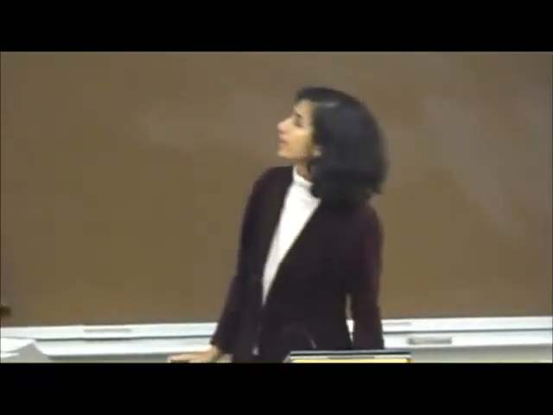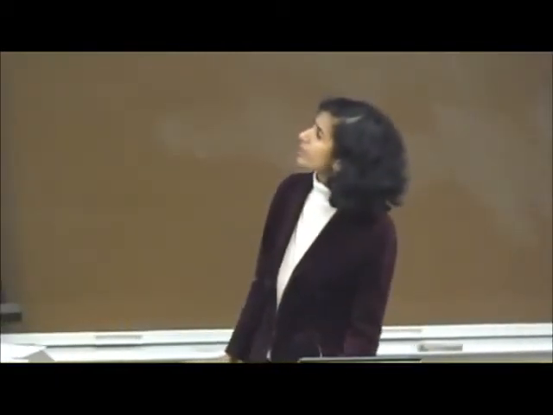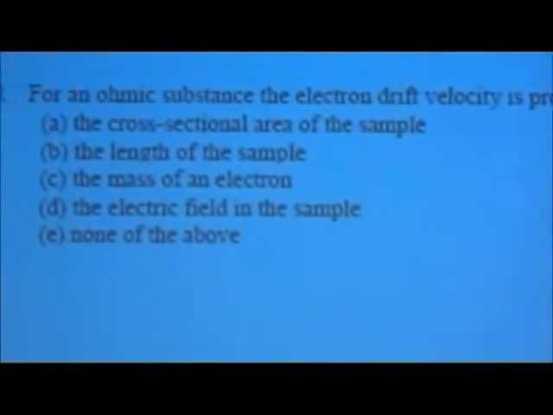Let's look at the last question. For an ohmic substance, the electron drift velocity is proportional to which of the following? Talk to a person next to you. Your time starts now.